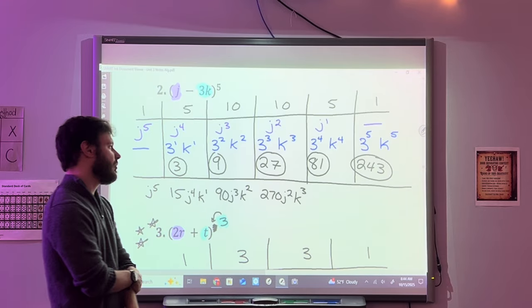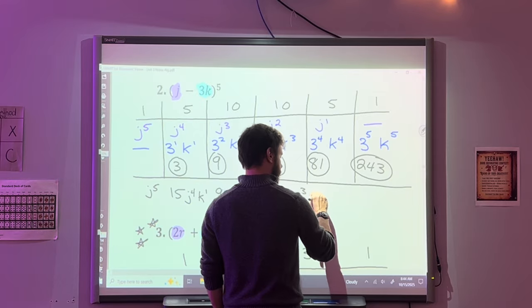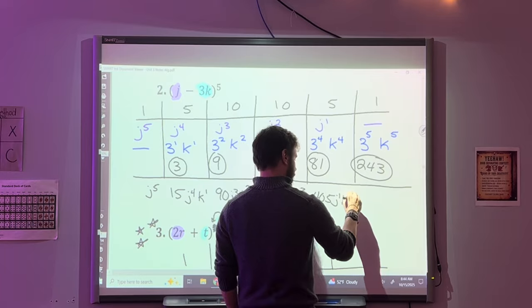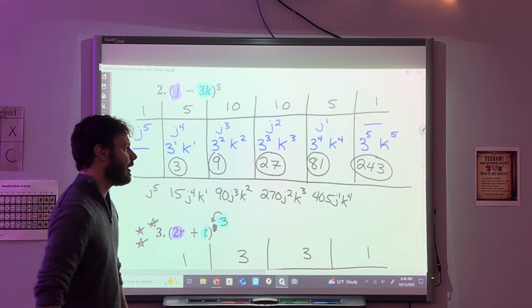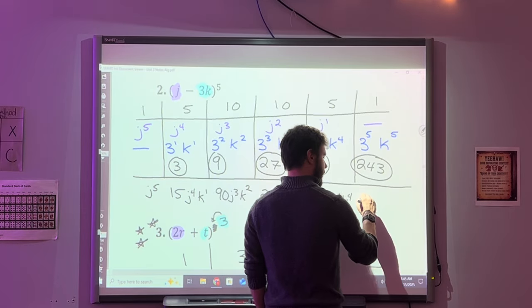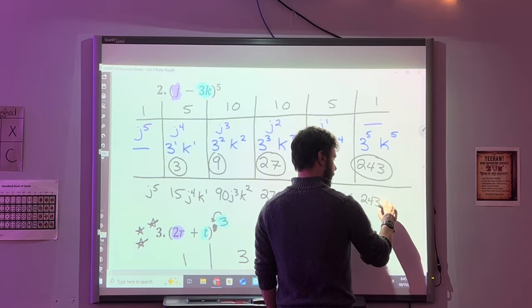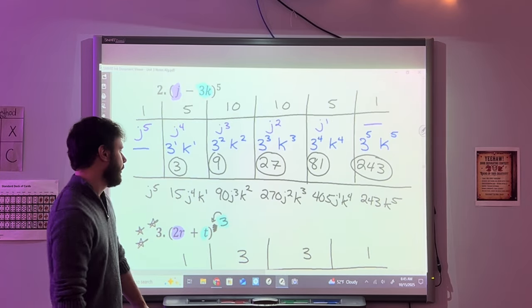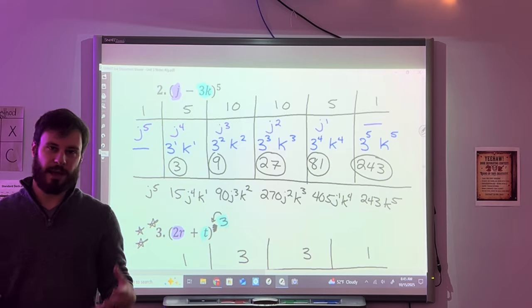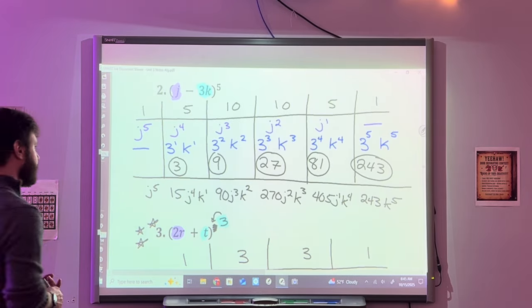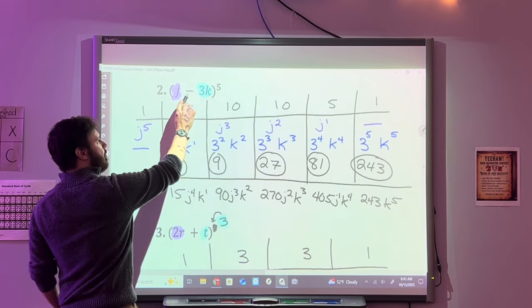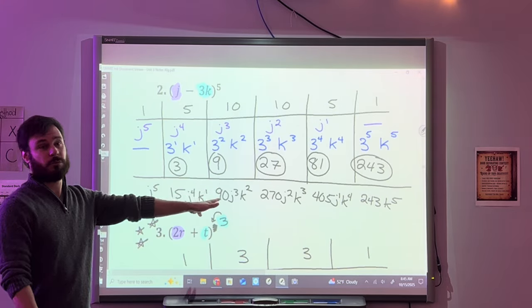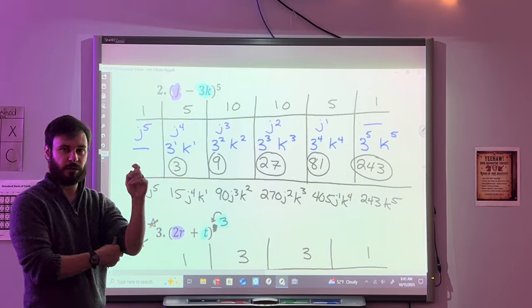5 times 81 is 405. With 1 j and 4 k's. And then lastly, 1 times that is that, 243 with all 5 k's. Okay, so we found the output of each of our columns. Now, if this was a plus, this would all be pluses, just like the last problem. But it's a minus, so slight different pattern.